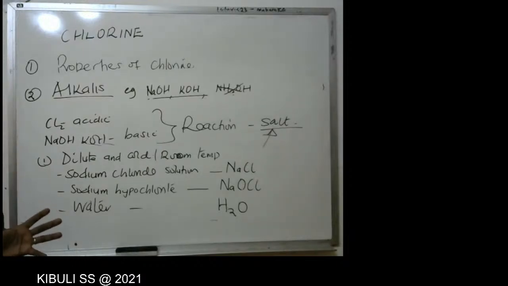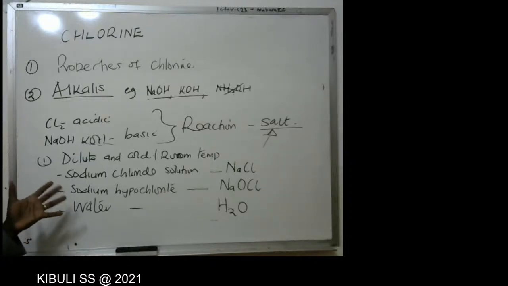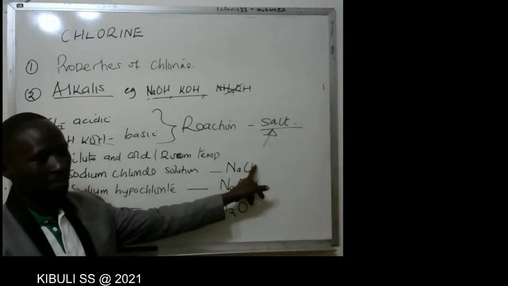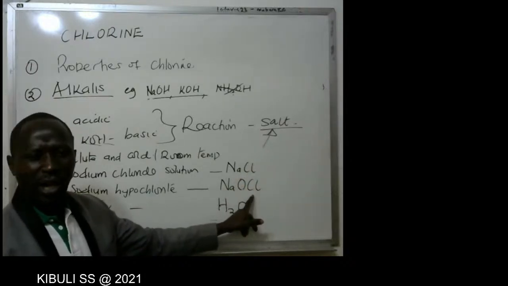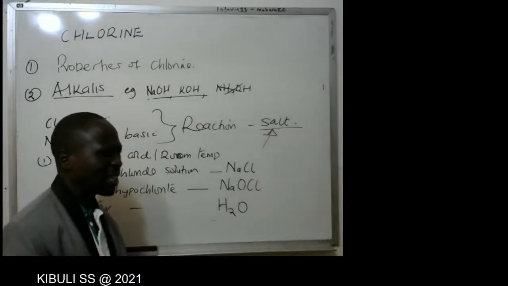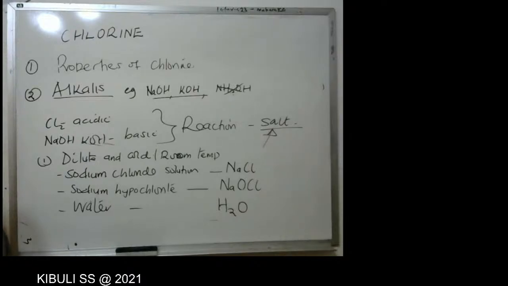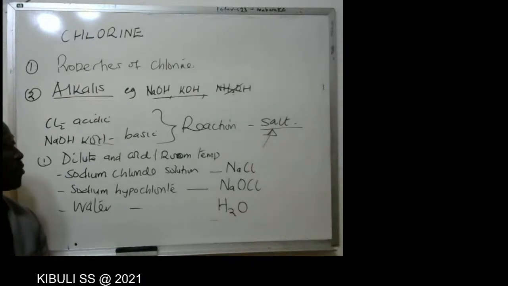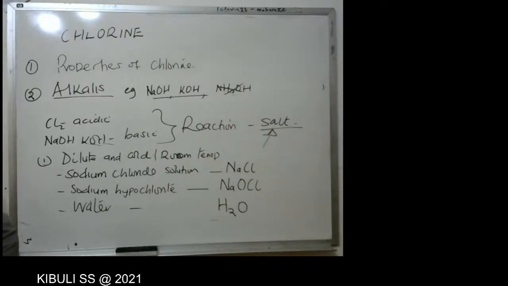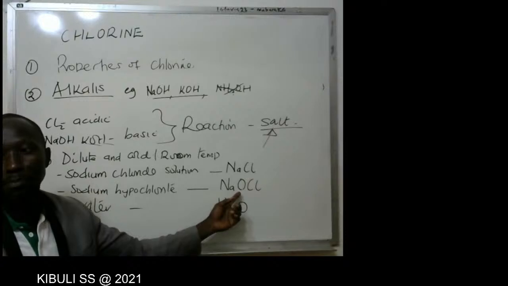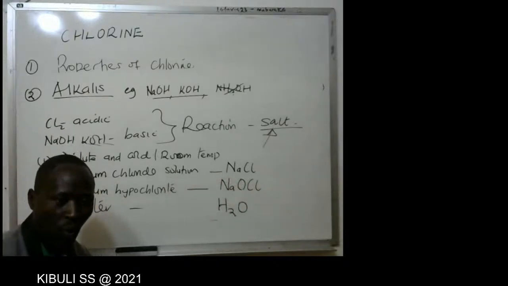If I'm using, for example, sodium hydroxide, what do I expect? I must be getting sodium what? Chloride. And sodium hypochlorite. So the name of the chloride and the hypochlorite depends on the type of alkali that has been used. So what will be the name of the chloride if I use potassium hydroxide? Potassium chloride and potassium hypochlorite and water.